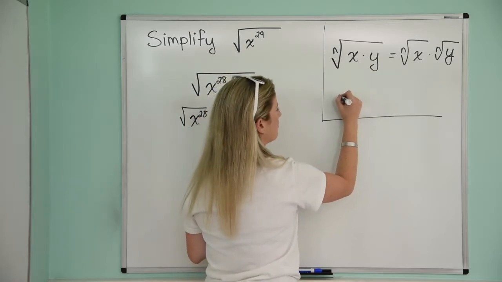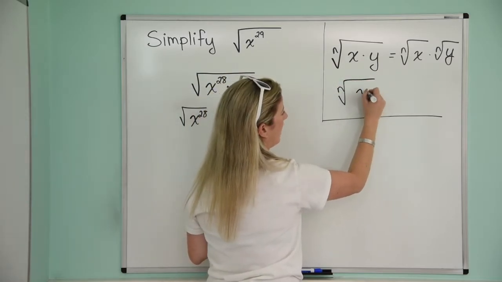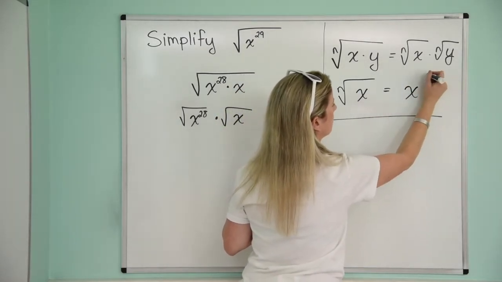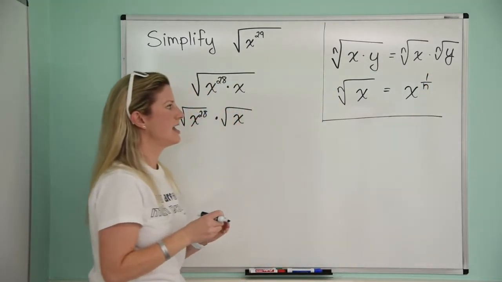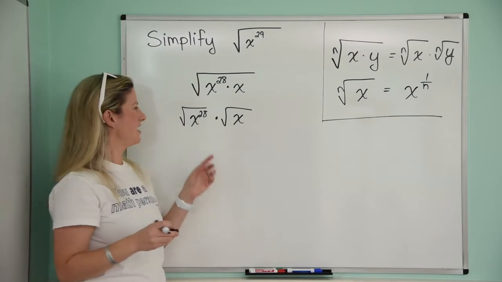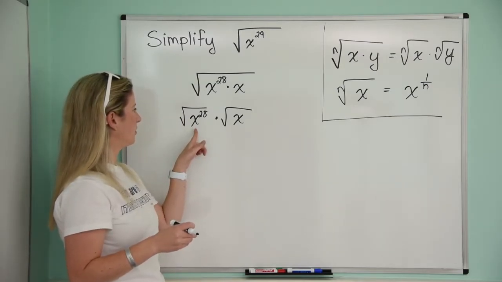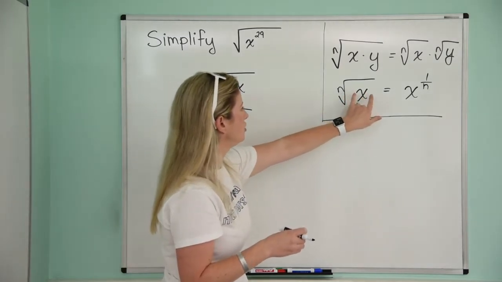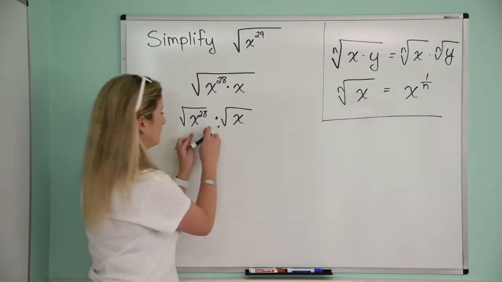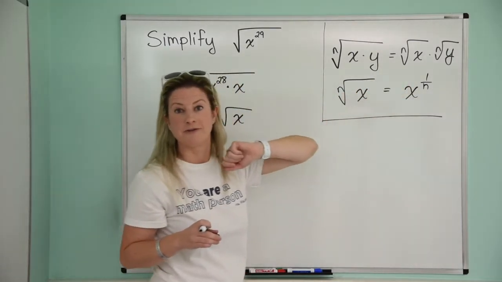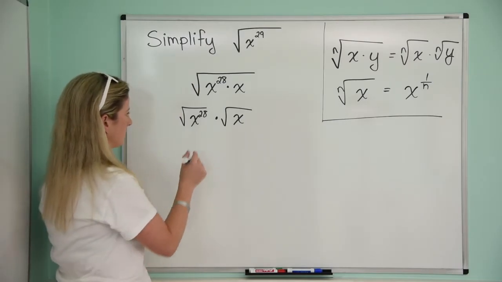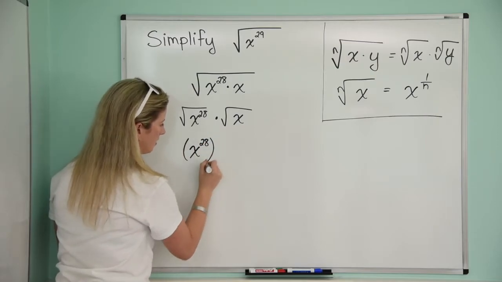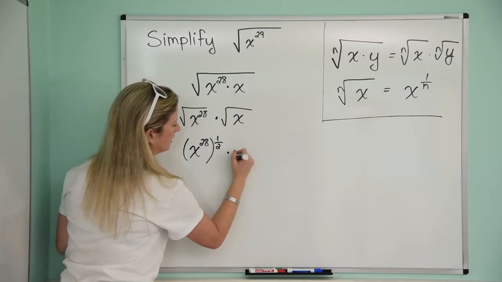All right, so another thing you may remember is that the nth root of x equals x to the 1 over n, okay? And that becomes important, okay? Because we're going to use that for the square root of x to the 28th. Instead of having the square root, I could just take the x, or in this case, x to the 28th, and raise it to the 1/2, right? So another way to write this is x to the 28th to the 1/2, and then, of course, times the square root of x.